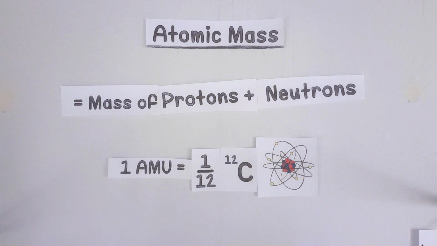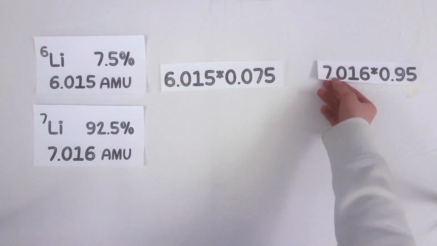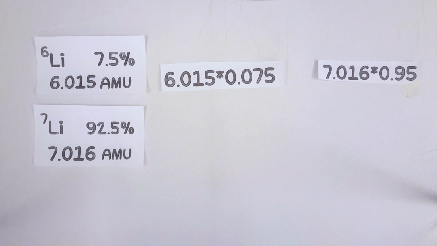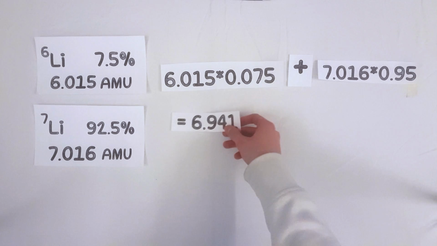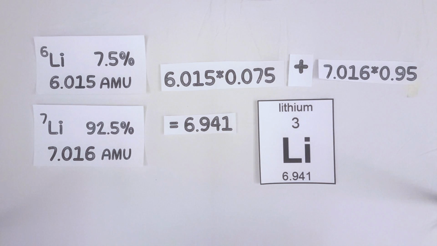Relative atomic mass of an element is calculated by taking into account the abundance of isotopes. Let's take lithium, for example. Lithium has 2 main isotopes, lithium-6 and lithium-7. To count the relative atomic mass, we take the first isotope, lithium-6's AMU, multiplied by its percentage expressed as a decimal. Then we take the second isotope, lithium-7, and multiply its AMU by its percentage. We add those two, and the answer we get is 6.941, which we can check by comparing it with the periodic table. And this is equal to the RAM, or relative atomic mass of lithium.